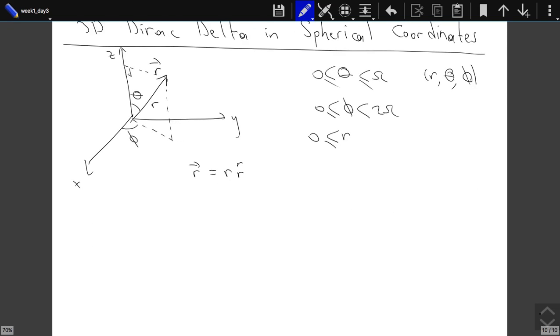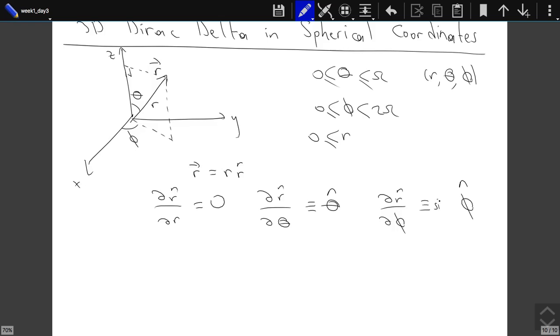Now we can talk about the derivatives of these vectors. The derivative of r hat with respect to r is 0. The derivative of r hat with respect to theta is what we define as the theta hat vector. And the derivative of r hat with respect to phi is almost a unit vector. So this is a third vector we define. It's almost a unit vector, but the normalization is not unit, so it is sine theta phi hat.